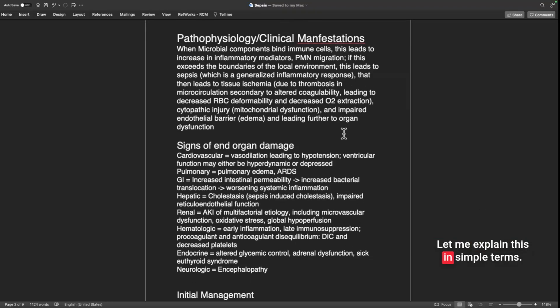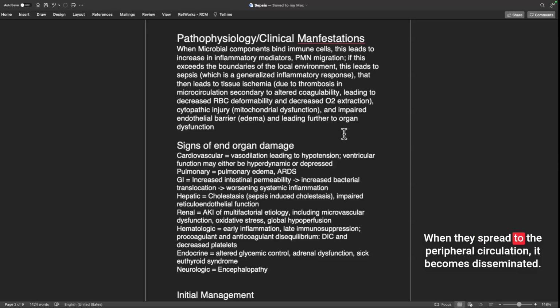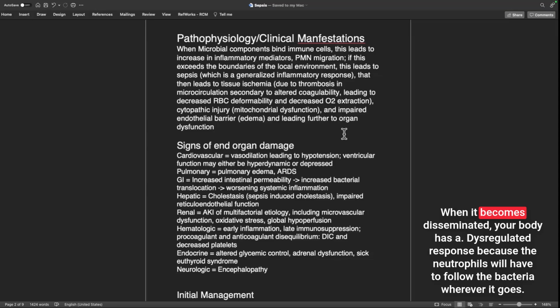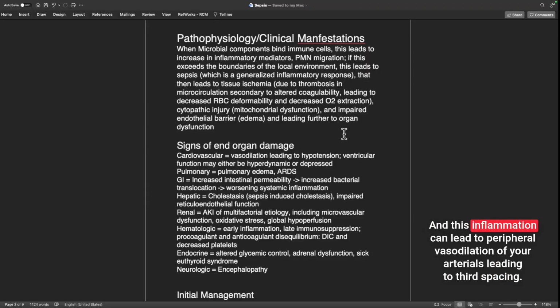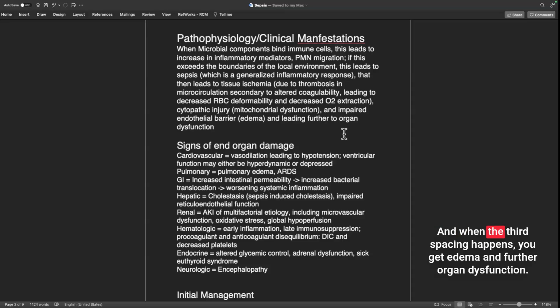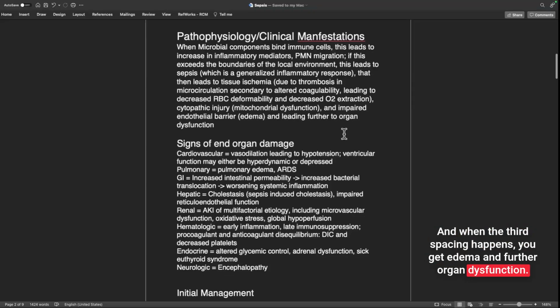Let me explain this in simple terms. So, you have bacteria in a local site. When they spread to the peripheral circulation, it becomes disseminated. When it becomes disseminated, your body has a dysregulated response because the neutrophils will have to follow the bacteria wherever it goes. And this inflammation can lead to peripheral vasodilation of your arterioles, leading to third spacing. And when the third spacing happens, you get edema and further organ dysfunction.